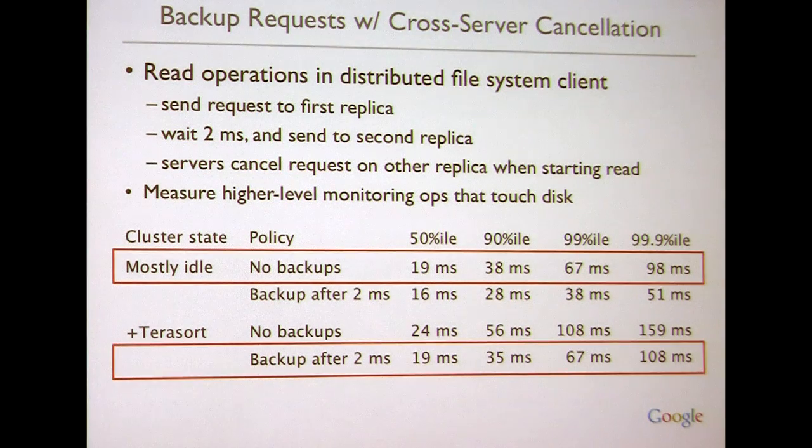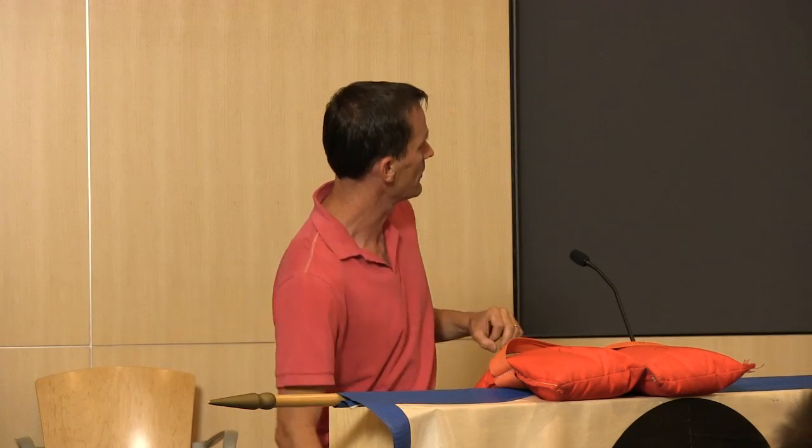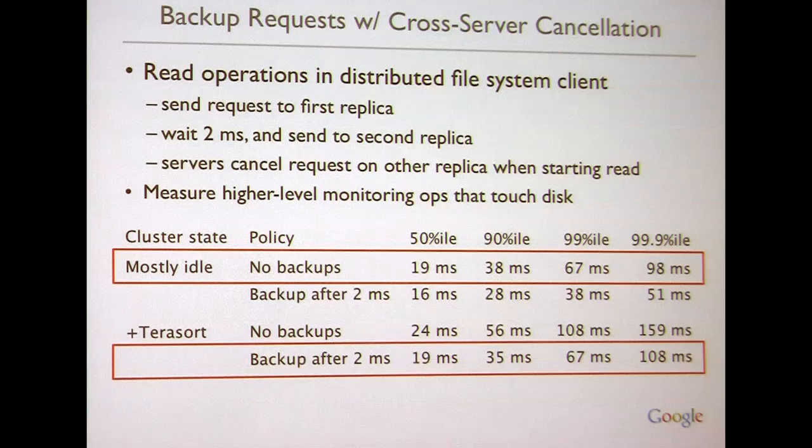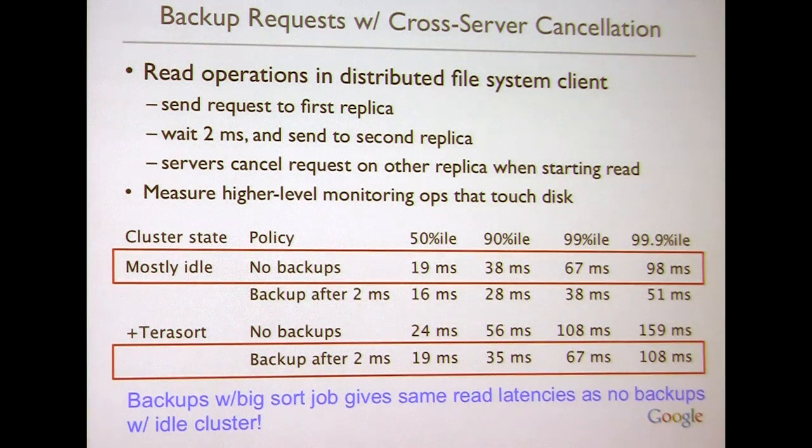So there's another interesting way to look at this, which is if you look at the mostly idle state with no backups, that latency distribution looks an awful lot like a cluster where you're running a ginormous sort job and you're doing this backup policy. So that's pretty good, because that means you essentially get a really big batch cluster for free on your interactive cluster, right? Basically, you have the same read latencies for your interactive job as no backups for the completely idle cluster.